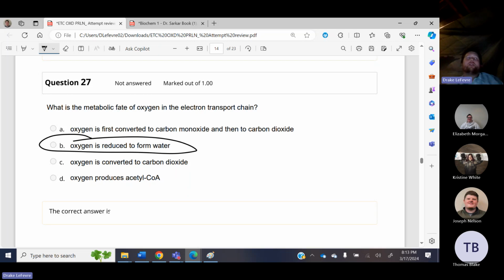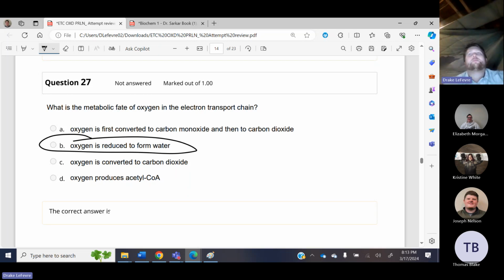Of glycolysis, Krebs cycle, and electron transport chain, where is carbon dioxide produced? Krebs cycle. Within the Krebs cycle. Specifically, what's the name of the type of enzyme that produces carbon dioxide?